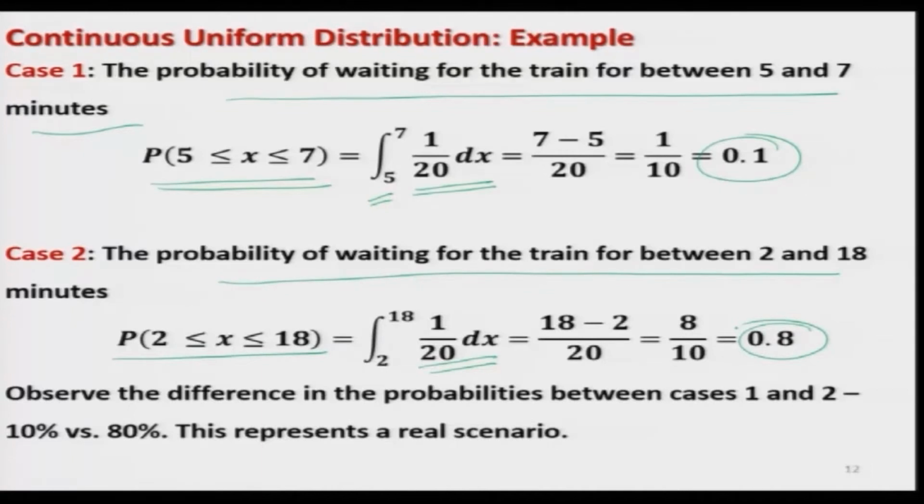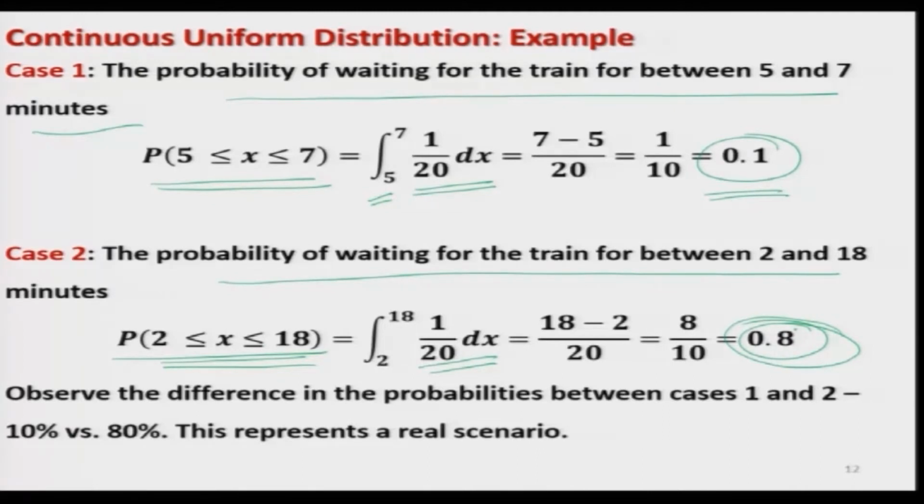You are trying to say that the probability of waiting between 5 to 7 minutes is just 10%, and the probability of waiting between 2 and 18 minutes is 80%. Do you think that is a very realistic statement? Definitely yes, because the train is coming every 20 minutes. If you reach a station, you may have to wait between 2 and 18 minutes, so what are the chances? Yes, the chances are very high that you will get the train after that, right.